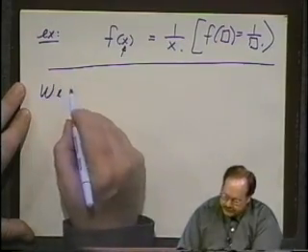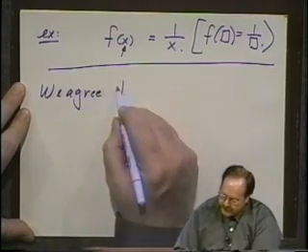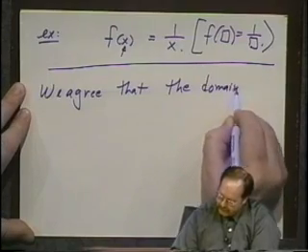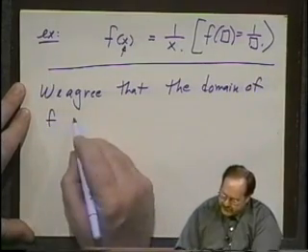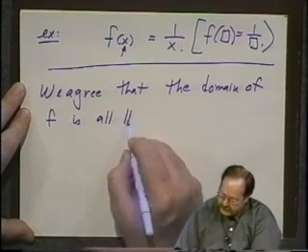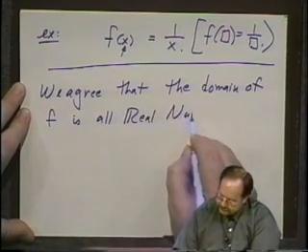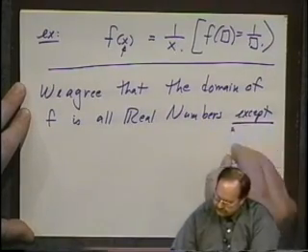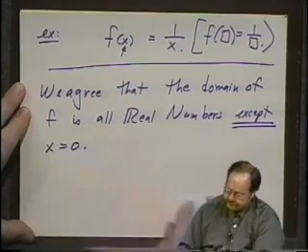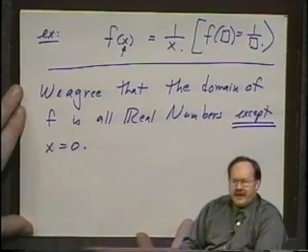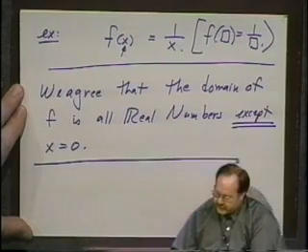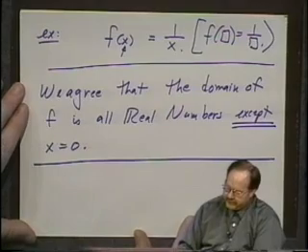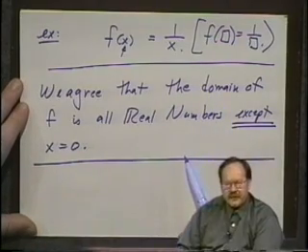So we agree that the domain of f is all real numbers except x equals 0. Now, you know, after writing all of that down, we certainly know what the domain of this function is, the domain that we are assuming is the largest possible. Except that it took me a lot of words to write that down, didn't it?